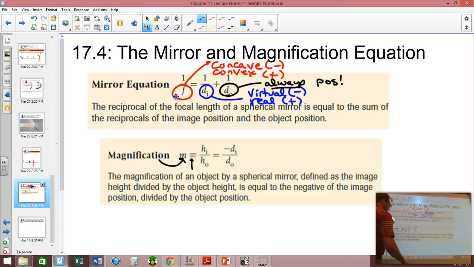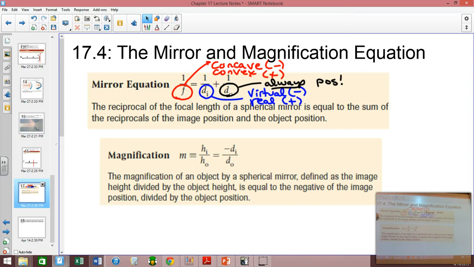The magnification equation: M stands for magnification, and this equal sign just says that magnification is that. hi is the height of your image, ho is the height of your object, negative di is the distance to your image, and do is the distance to your object. Hi-ho, di-do, it's kind of like that Snow White song. So let's give this its first application.